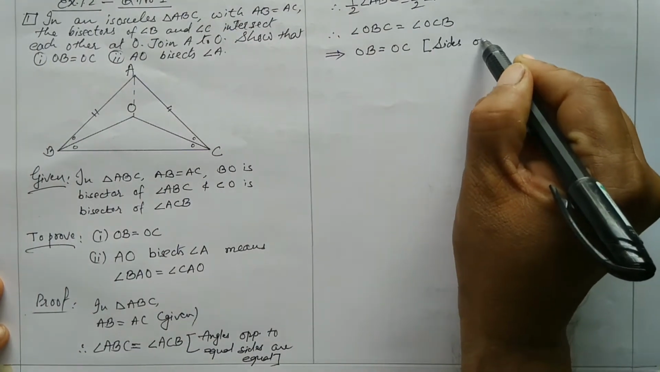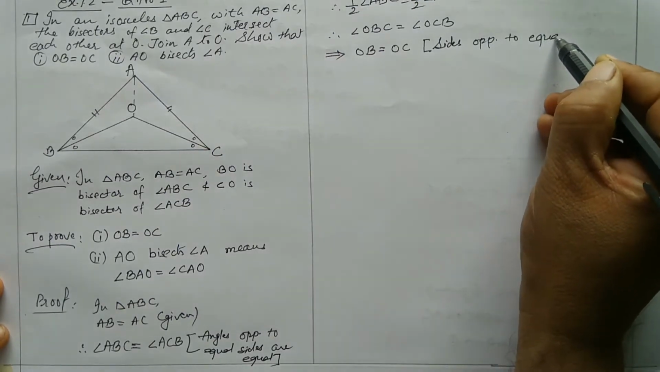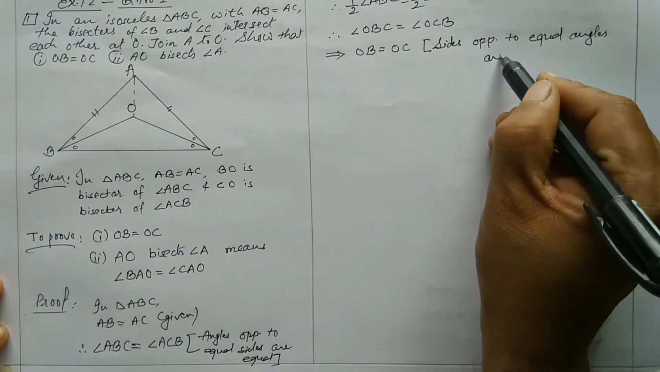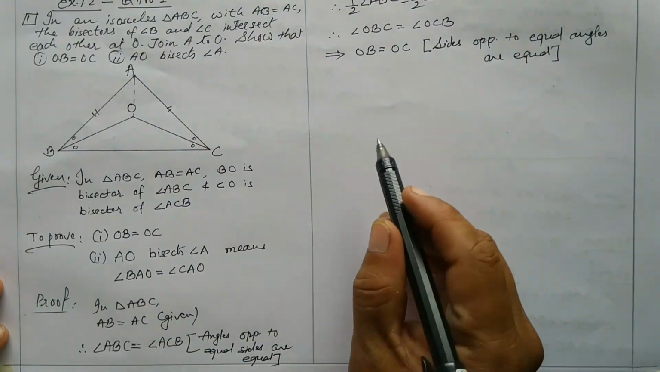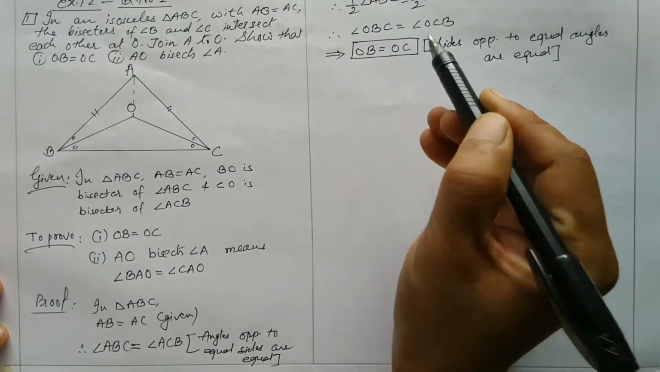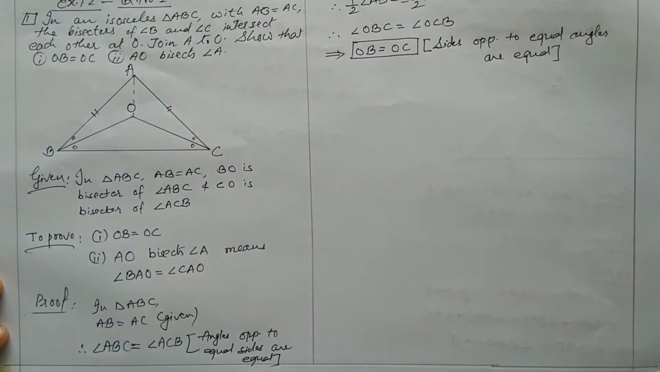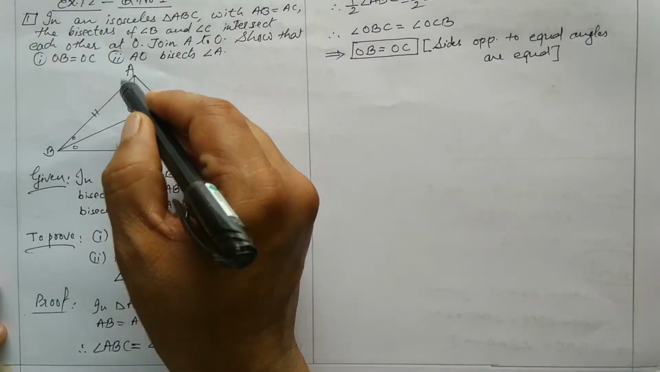Sides opposite to equal angles are equal in length. So you proved OB is equal to OC. Now what do you want to prove? You want to prove angle BAO is equal to angle CAO. So what we will do? We will take triangle ABO.